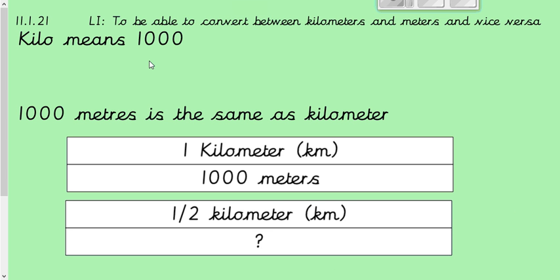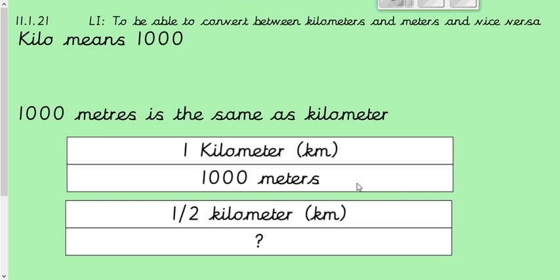A kilo means 1,000. That's the important piece of information to remember for today's lesson. So kilo means 1,000, so there are 1,000 meters in a kilometer. 1,000 meters is the same as a kilometer. You can see here I've done a bar model for you. 1 kilometer, or km, which is the short version, is the same as 1,000 meters. You'll be familiar with meters because of the whole 2 meter distance thing.